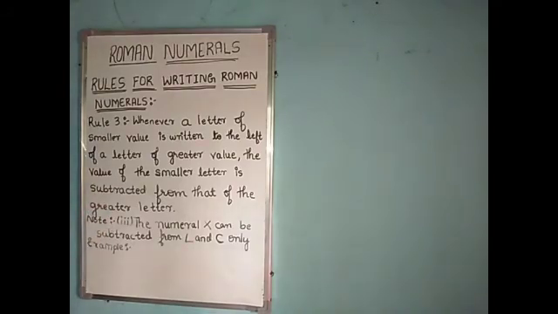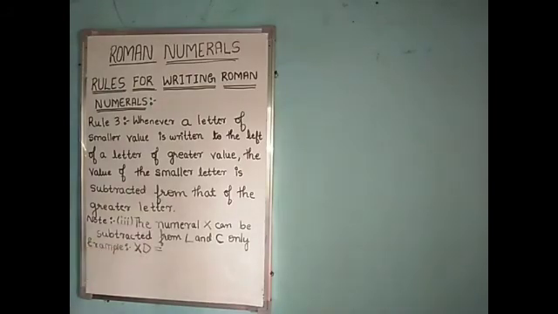For example, if we take XD, how can we find out the numeric value of XD? Here D is a letter of greater value and X is a letter of smaller value. The letter of smaller value X is written to the left side of a letter of greater value. So we have to subtract the letter of smaller value from the letter of greater value.